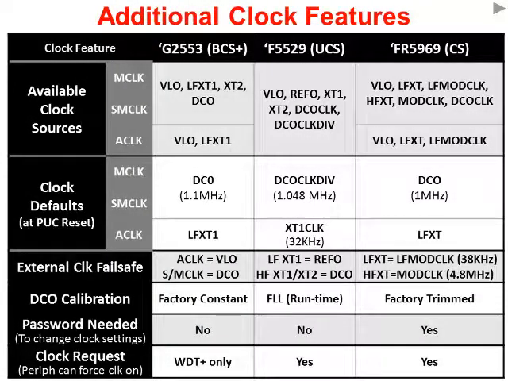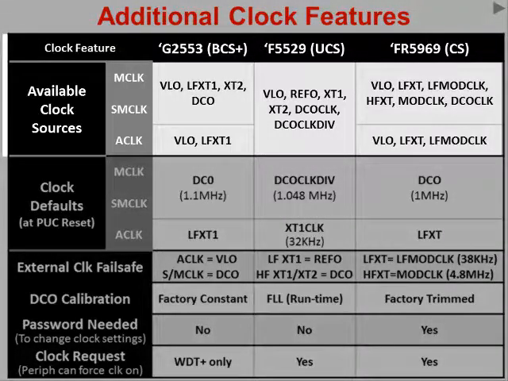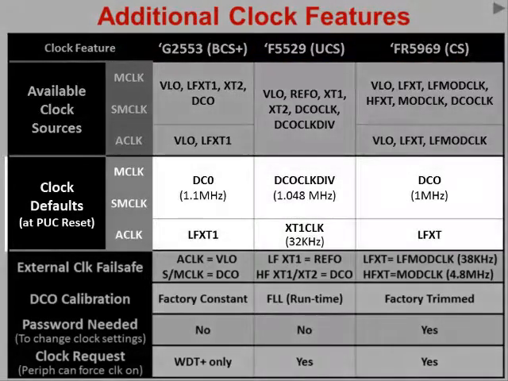To finish the clocking section, let's review by looking at this table. The first part of this table where it says available clock sources, well, we've kind of covered those details already, talking about which clock sources are available for each of the clocks, MCLK, SMCLK, and ACLK, for the three devices we've been examining. The value line device, the F5529 USB device, and the FR59 FRAM device. The next set of rows in the table talk about the clock defaults. So after a reset, what are the values of the different clocks?